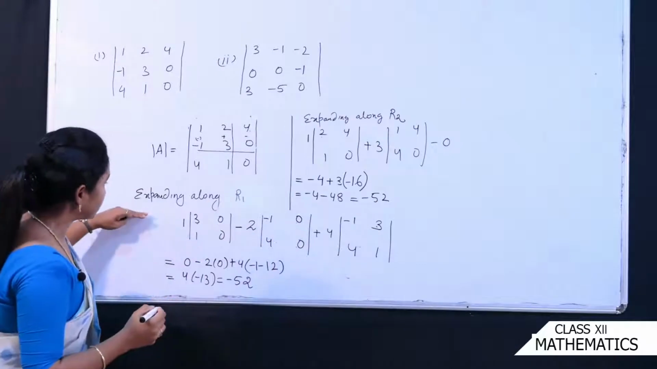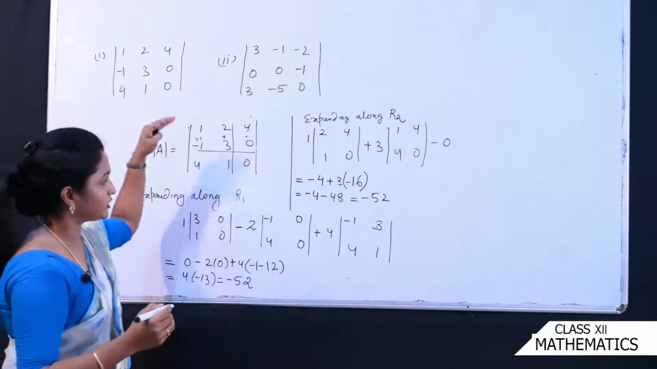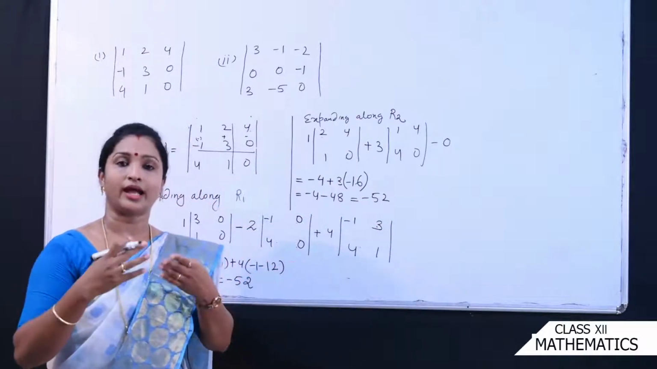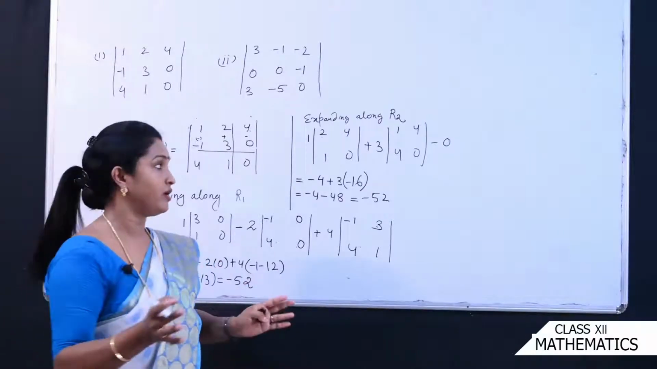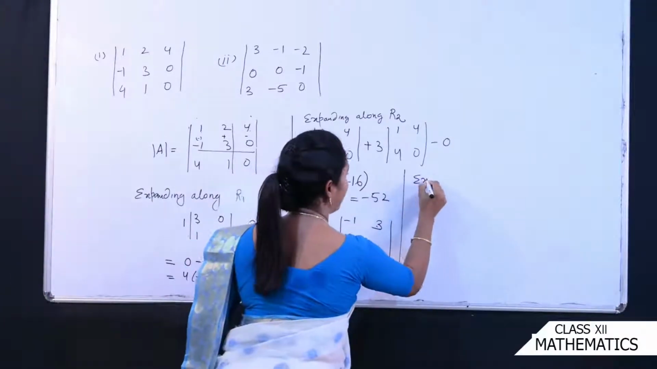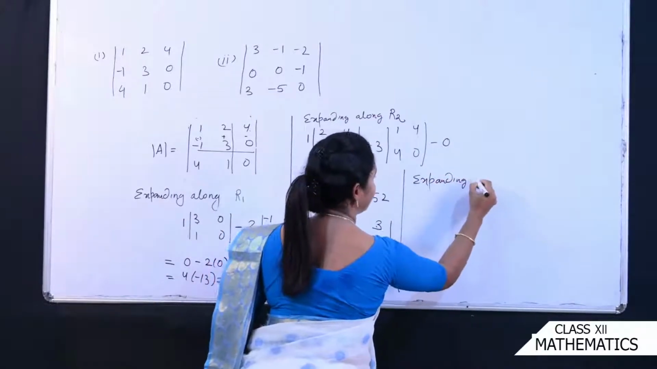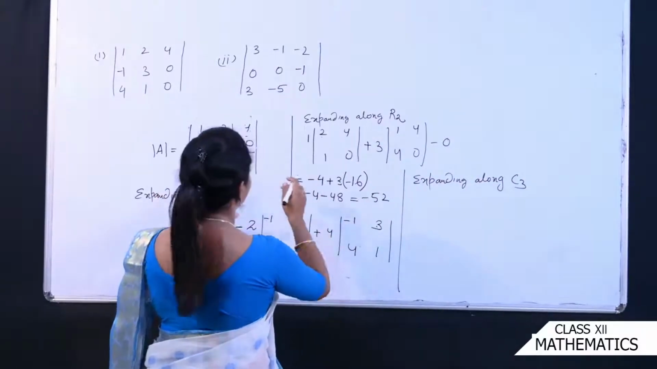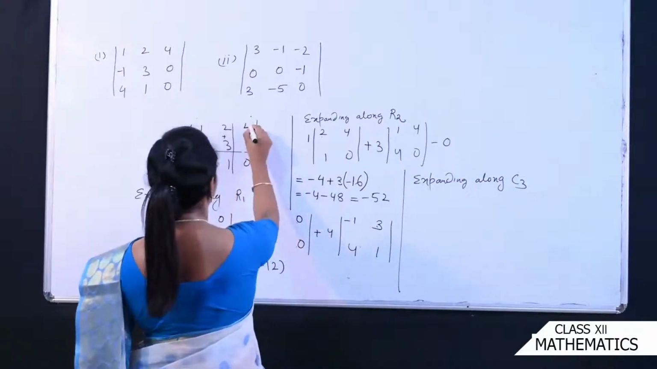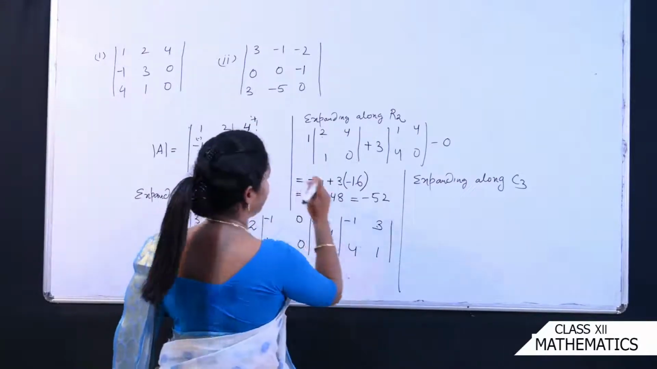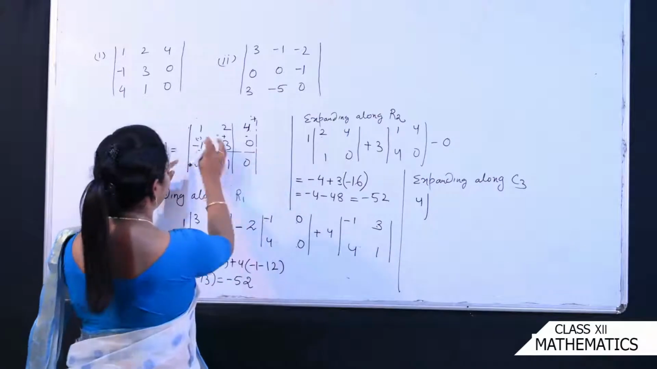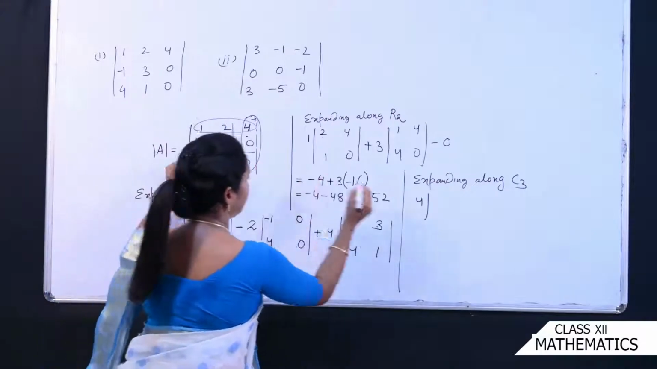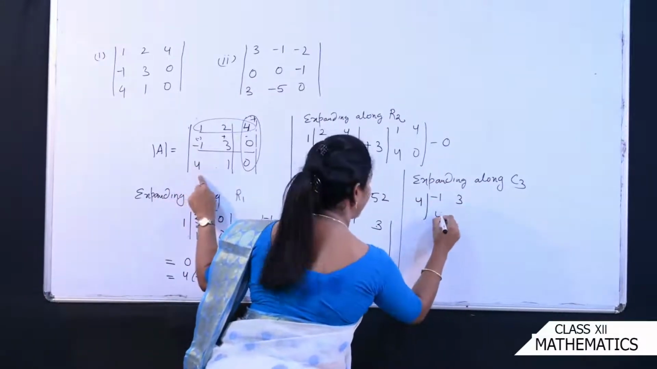Look here, when you expand along R1 you're getting -52, when you're expanding along R2 again -52. That means you can expand along any row, either R1, R2 or R3, anywhere. One more thing I'll tell you: we'll see what answer you get when you expand along column 3. Look at column 3. When we go along column 3, again we see this is plus, this is minus, this is plus. So 4 into, this whole part is removed and this whole part is deleted, -1 3 4 1. What did you get? -1 3 4 1.